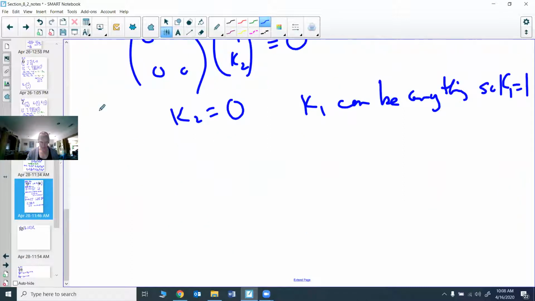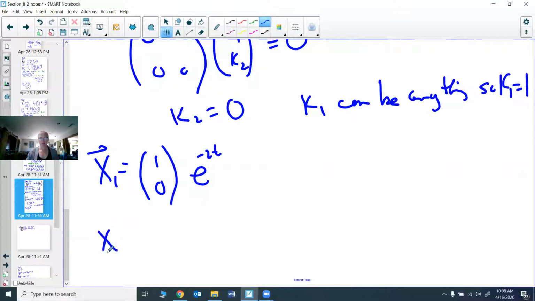So we now happen to have that x1 is the vector 1, 0, my k, times e to the negative 2t. Remember, my lambda was negative 2. For x2, there's only going to be one of these, because even if you change your k1 to be like 2 and have 2, 0, they're not linearly independent. So I can't come up with another k from this that would be linearly independent from this one just by changing that number to 2 or 5 or negative 7.